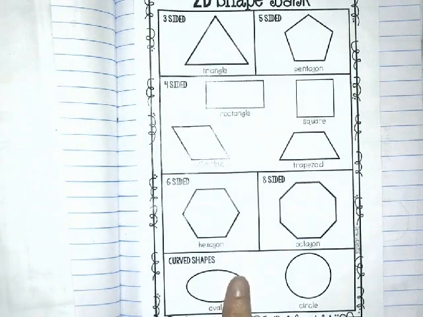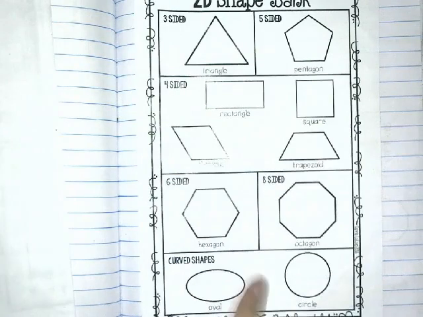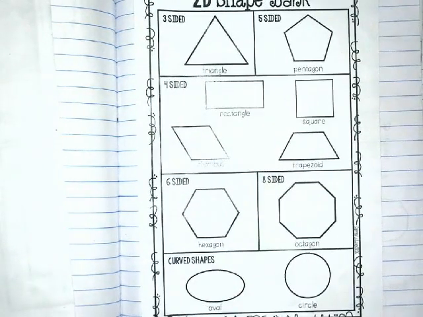So an oval and a circle would not be a polygon because they have curves. They're shapes, but they're not polygons due to the fact that they are curved shapes. So any curved shape or anything that is an open shape would not be a polygon. It has to be closed with no curves. It has to have 3 or more sides and 3 or more vertices.